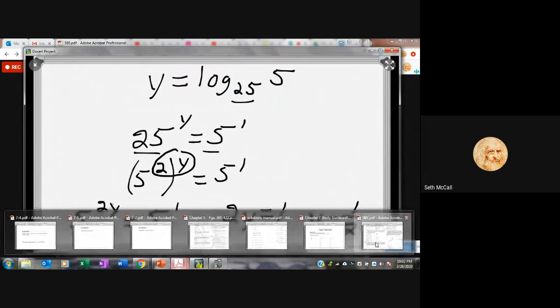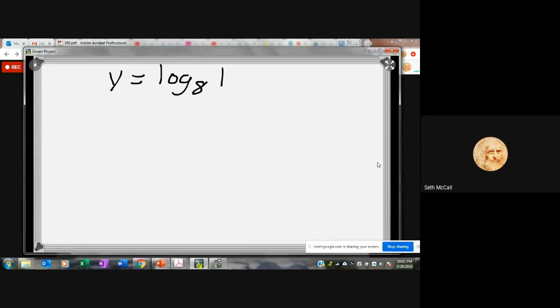Okay, the next one, 2 more to go, is f of x equals log base 8 of 1. So we're going to key in on the base. This is 8 to the y equals 1. Now, this is one of the knowledge-based questions that we covered, and it is one of your log properties as well. Anytime you log 1, the answer is going to be 0.